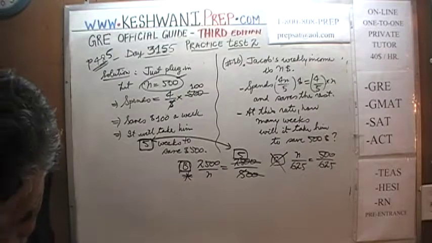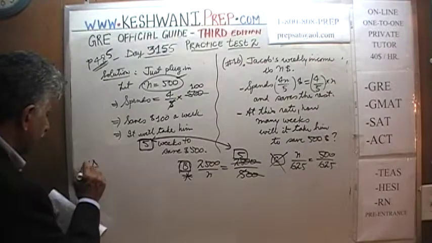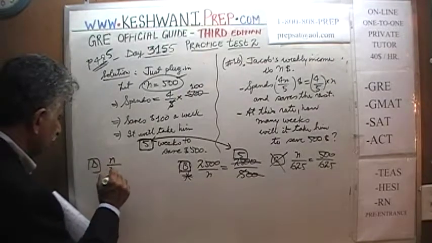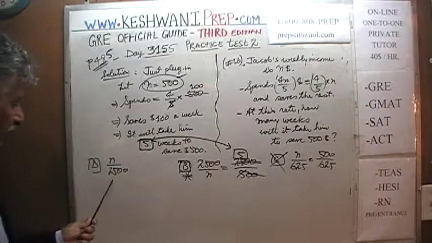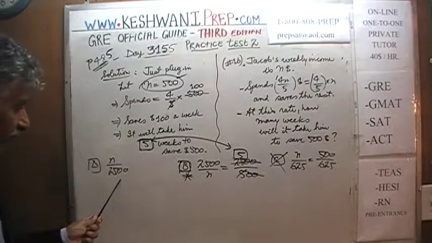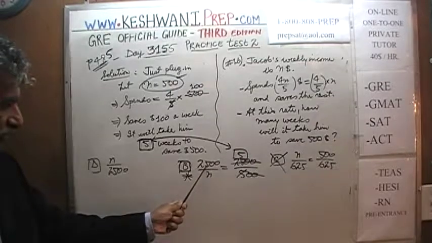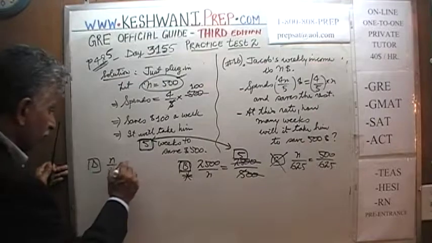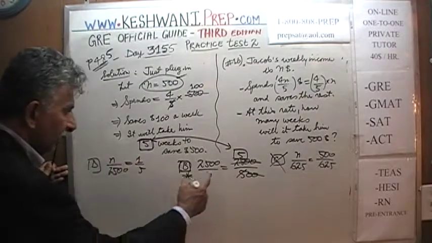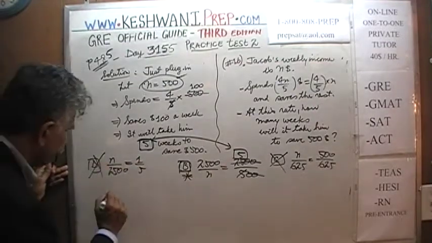And D says N over 2500. Answer choice D looks right, but it's not right. It is the reciprocal of the right answer. The right answer is 2500 over N. This is going to give us 1/5, not 5, but 1/5. It's wrong.